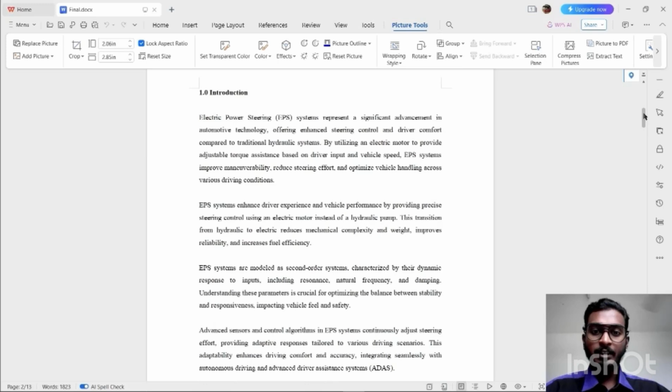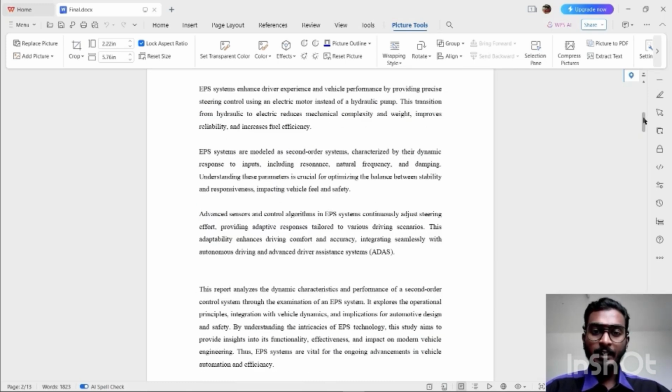In control theory, the EPS can be modeled as a second-order system, characterized by its natural frequency and damping ratio. This model helps in understanding the dynamical response of steering system, where the natural frequency influences the speed of response and the damping ratio affects the nature of the response, ranging from oscillatory to critically damped. By analyzing the EPS through this framework, engineers can optimize parameters to ensure a balance between responsiveness and stability, enhancing both the driving experience and vehicle safety.